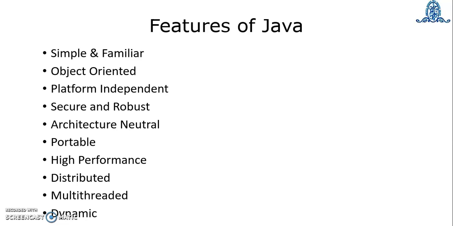Platform independent. Java language does not depend on any platform. Here, platform means the operating system. If we execute a Java program on different platforms, the program will give the same output on different platforms. It indicates that the Java program does not depend on any platform.